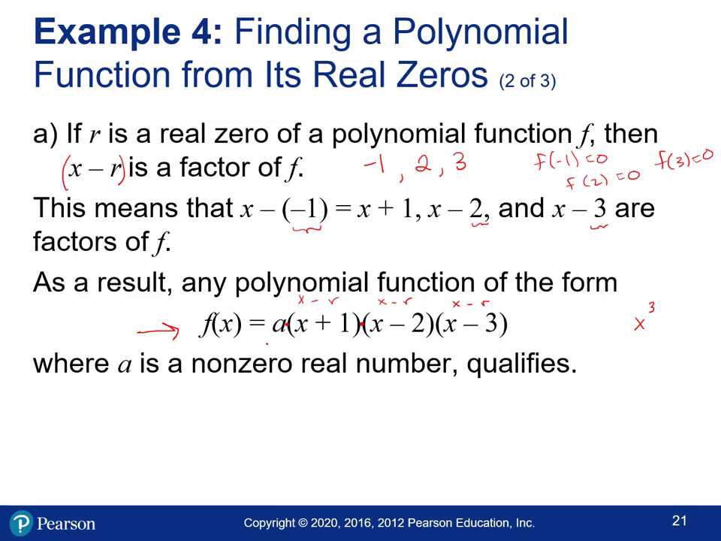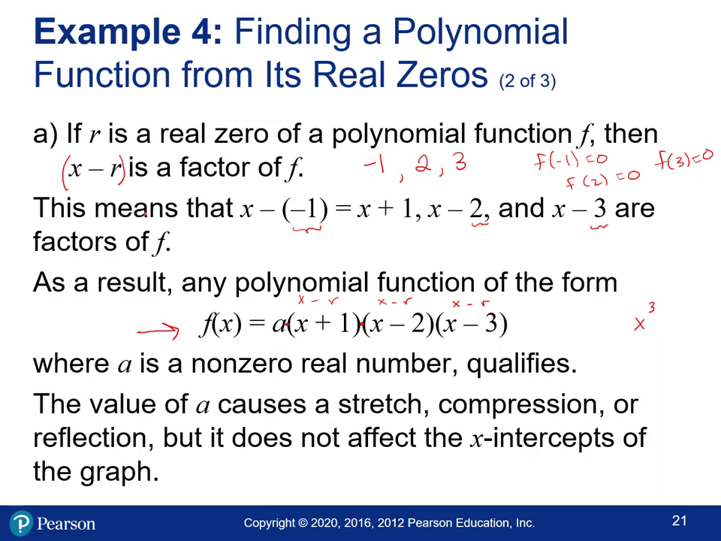Okay, so for A, we put a number in the front here because a can be any non-zero real number. So we just found in general a polynomial with these zeros, because a can be any number, and depending on what a is, it might stretch or compress our graph, or even reflect it if it's negative.